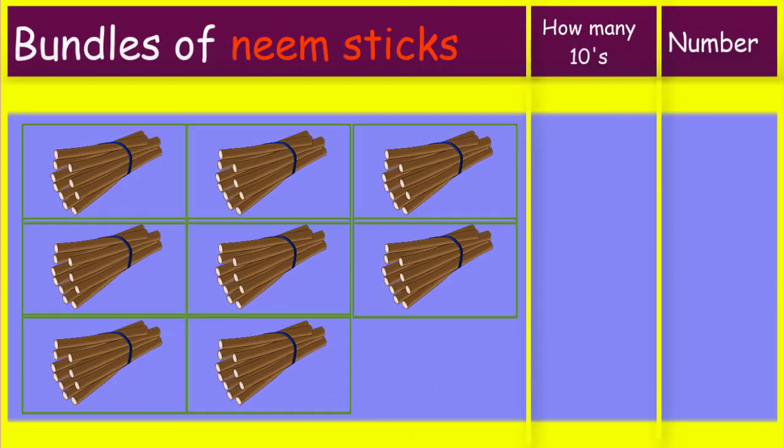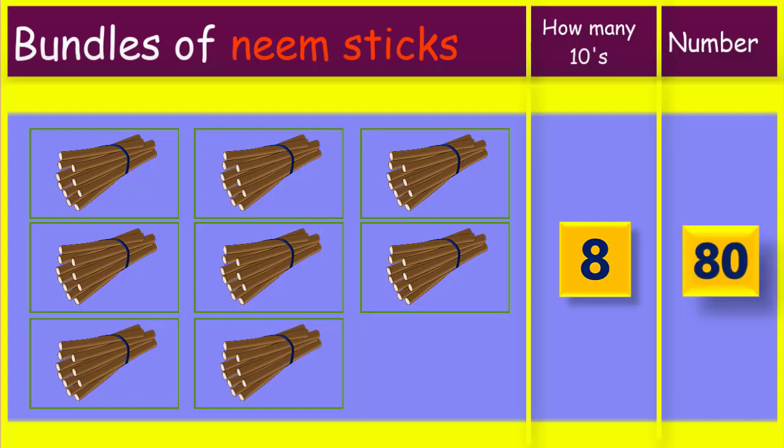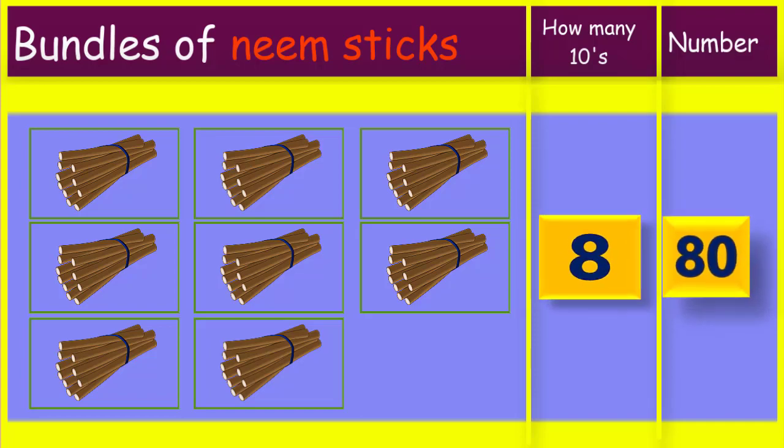Now see here. The number of bundles of name sticks is 8. So the number of name sticks is 80. 8 bundles have 80 name sticks. This is called 8 tens.